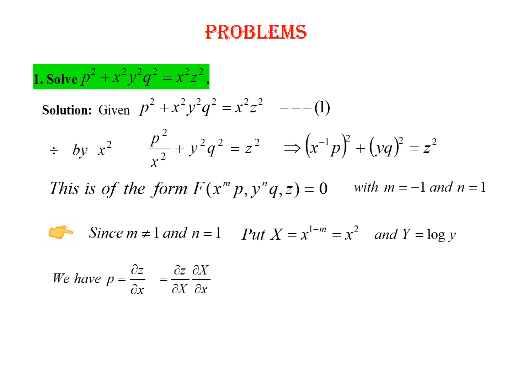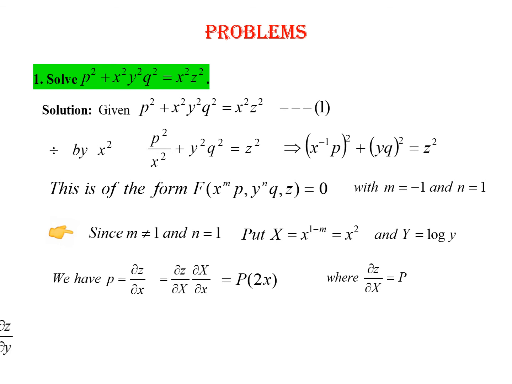And as we saw in the procedure, insert the artificial or duplicate variable capital X like this. And this ∂z/∂X we are going to call capital P. And what is ∂X/∂x? Capital X is x squared, so that when we differentiate, we get 2x. So here we are using ∂z/∂X as capital P.